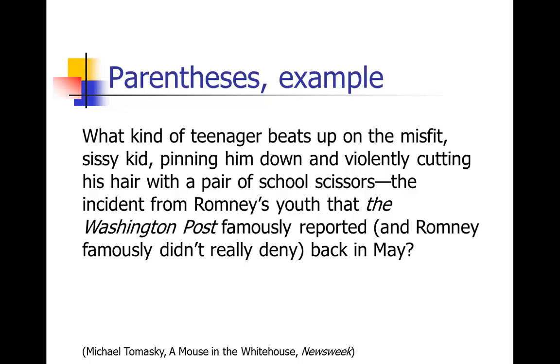So notice that the author here has slipped in a little piece of information that he wants to clue you into, but it's not necessary that that piece be in there. You could take that piece out completely and it would read fine, and it's not absolutely essential. So the incident from Romney's youth that the Washington Post famously reported back in May, that would read fine. But the author really wants to give you this little extra piece of information, so he's kind of sliding it in there. Because it's in parentheses, you can get more things in the sentence that you wouldn't have otherwise been able to fit in.